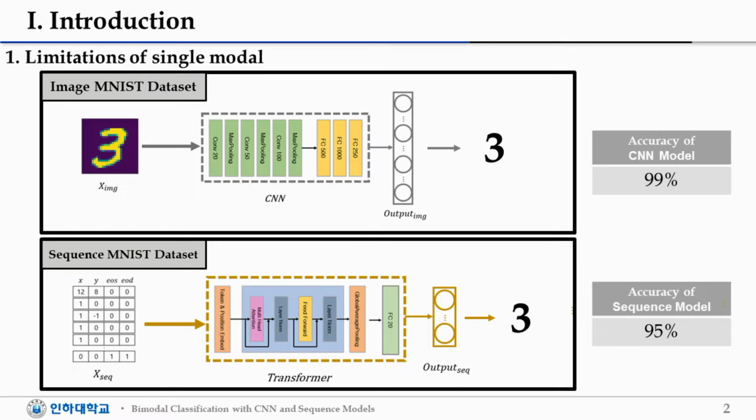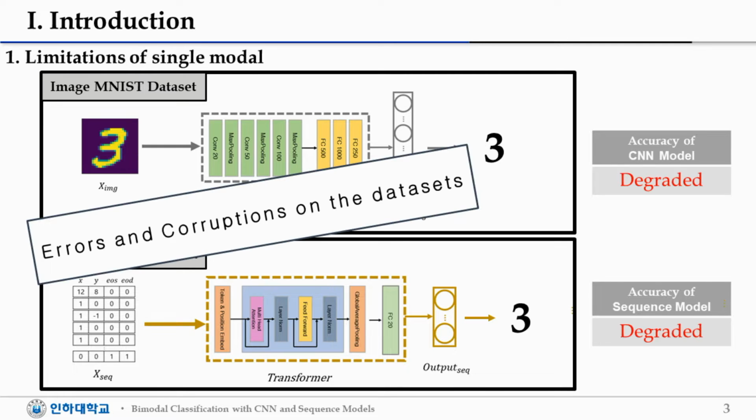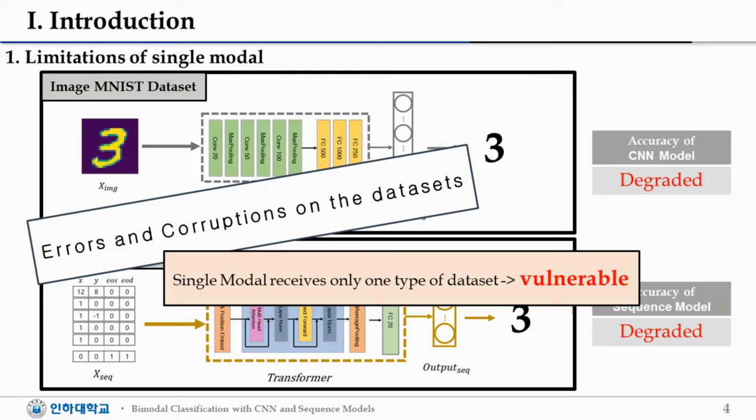However, these public datasets are generated in a standard environment and do not include variations that frequently occur in the real world. In other words, when errors are included, the performance rapidly degrades. A single model is bound to be vulnerable to errors because it receives only one type of dataset. Even though the transformer model has usually shown good performance among sequence models, its accuracy decreases significantly when corruptions are included in the datasets.